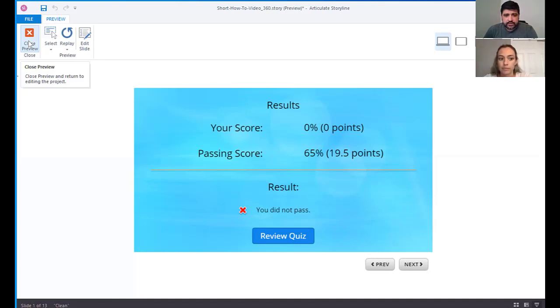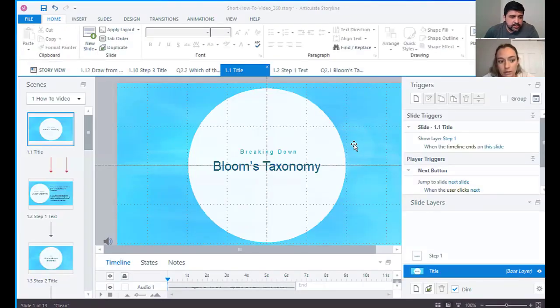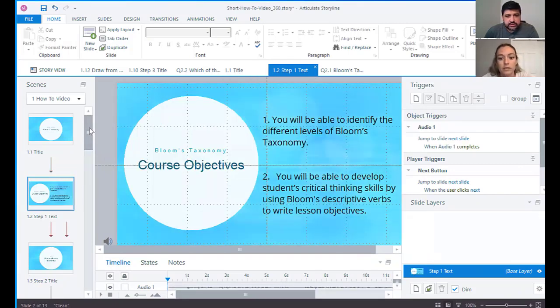There were 2 or 3 things that I have noticed in this project that I want to share with you. Okay. Can you close this? Yes. Can you show me the first slide of yours? So yes, step 1, text. You will be able to identify different levels of Bloom taxonomy. Okay. So are we going to identify different levels of Bloom taxonomy? Exactly. Yes, this is what we did.